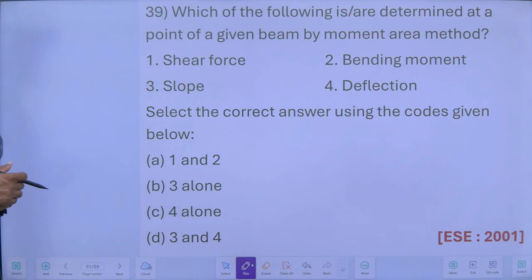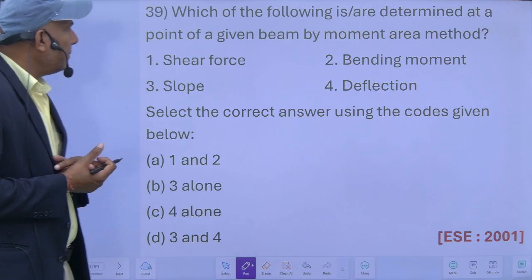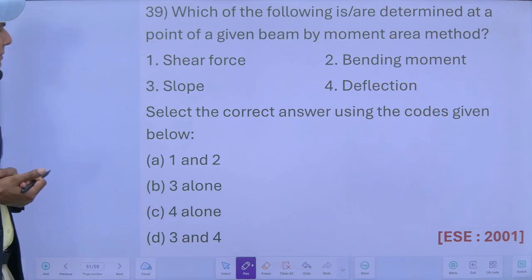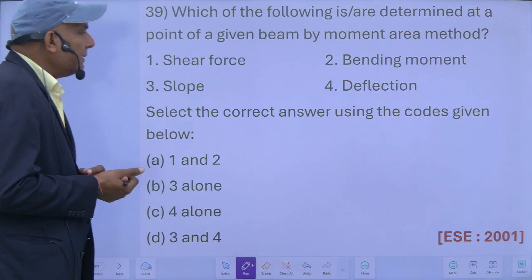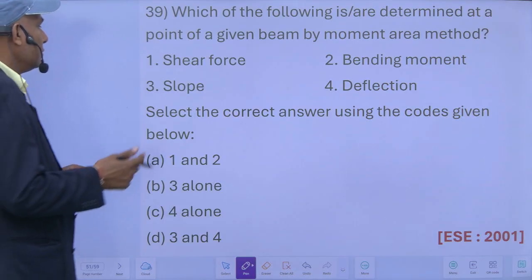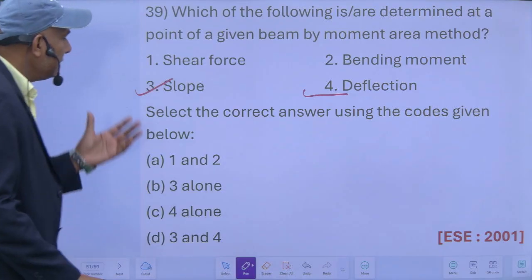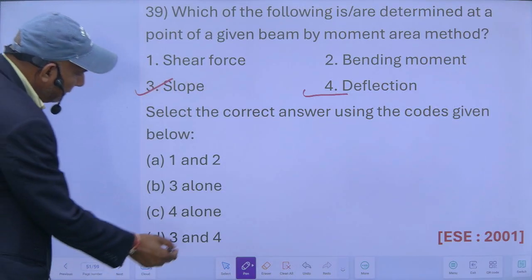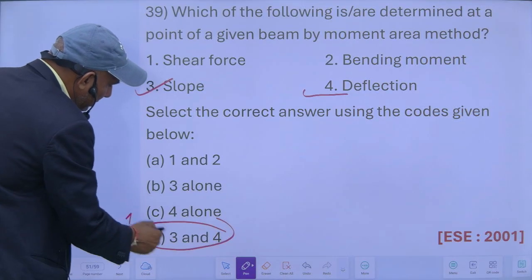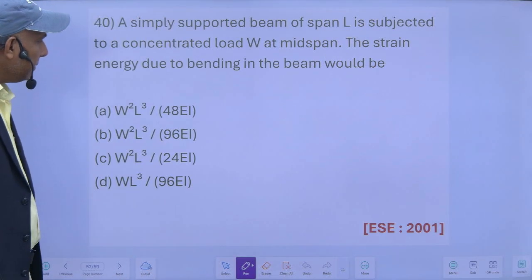Which one of the following is determined at a point of a given beam by moment area method? The moment area method is used to find the slope and deflection, not the bending moment and shear force. So this is 3 and 4. This one is the right answer.